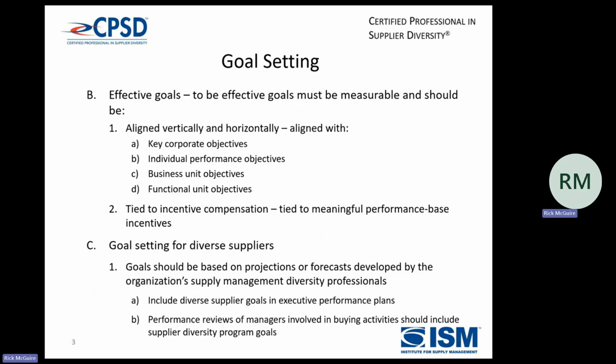Tied to incentive compensation. So if you want to really make sure goals happen, tie them to incentive compensation. Performance-based incentives. Goal setting for diverse suppliers: goals should be based on projections or forecasts developed by the organization's diversity professionals. Include diverse supplier goals in executive performance plans, and performance reviews of managers involved in buying activities should also include supplier diversity program goals.